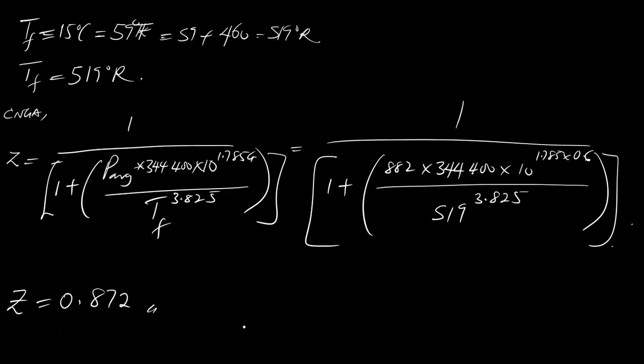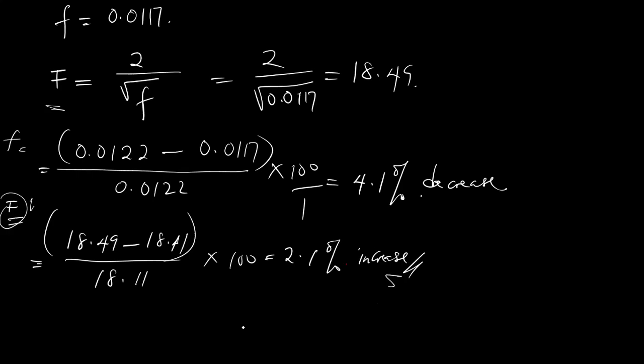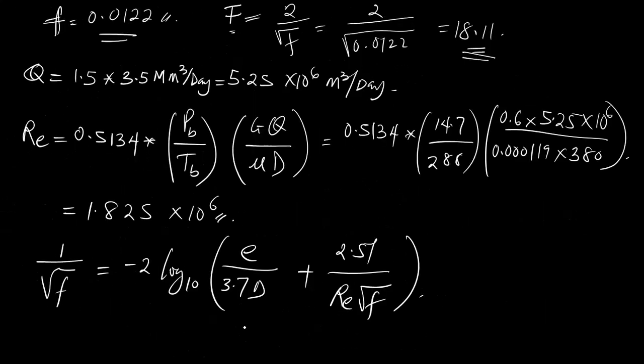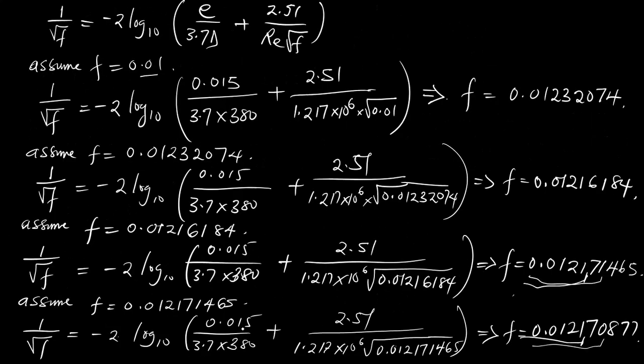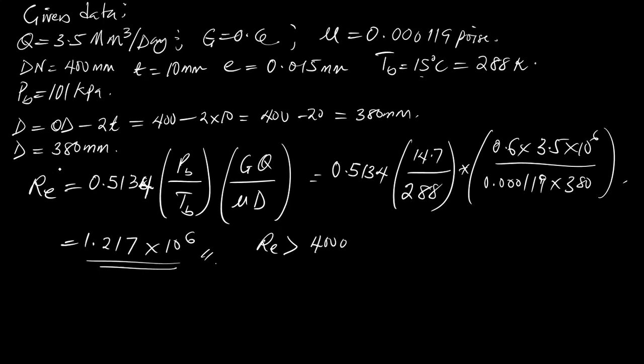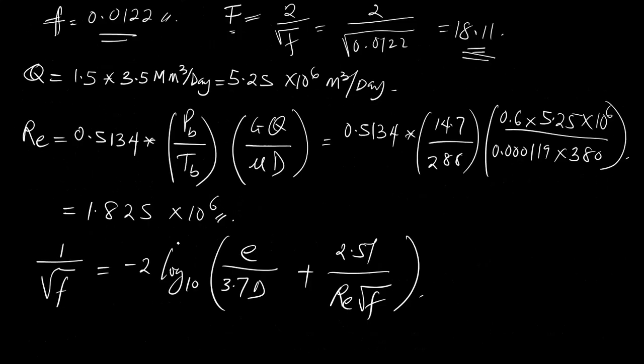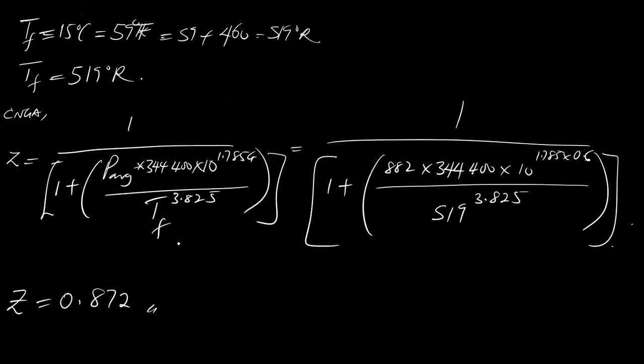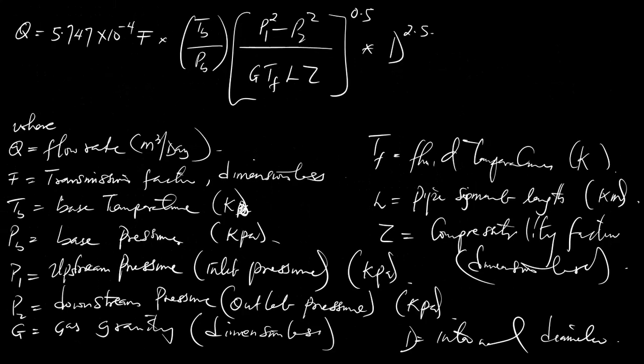Now we have calculated our internal diameter to be 380. That is what we used here. Look at it here. So now this is the formula we're going to use. So now we're supposed to solve for the downstream pressure or the outlet pressure.